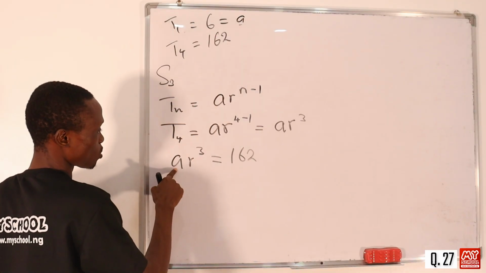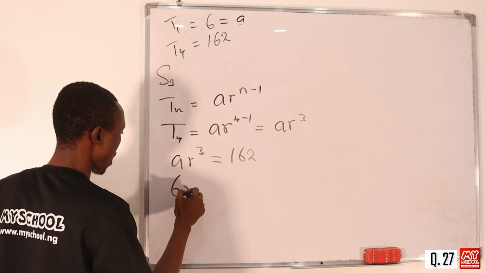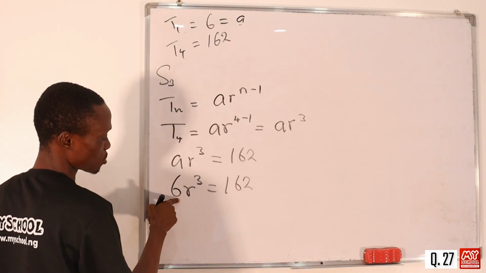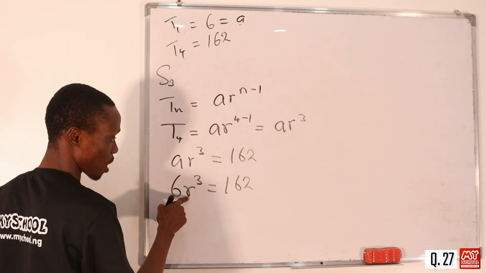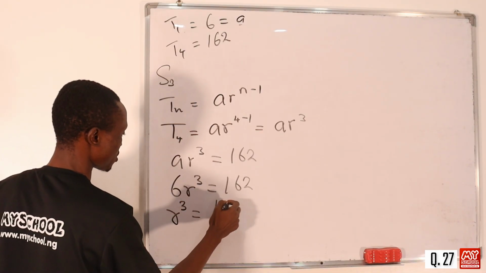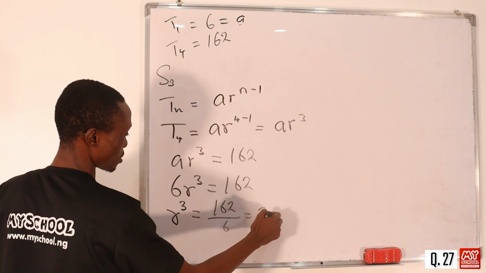But remember, in this question, we are given the first term to be equals to 6. So here we replace a with 6 so that we can get the value of r. So we have 6 r raised to power 3 is equals to 162. So we divide both sides by 6, which is the coefficient of r raised to power 3, so that r raised to power 3 is equals to 162 divided by 6, and this will be equals to 27.